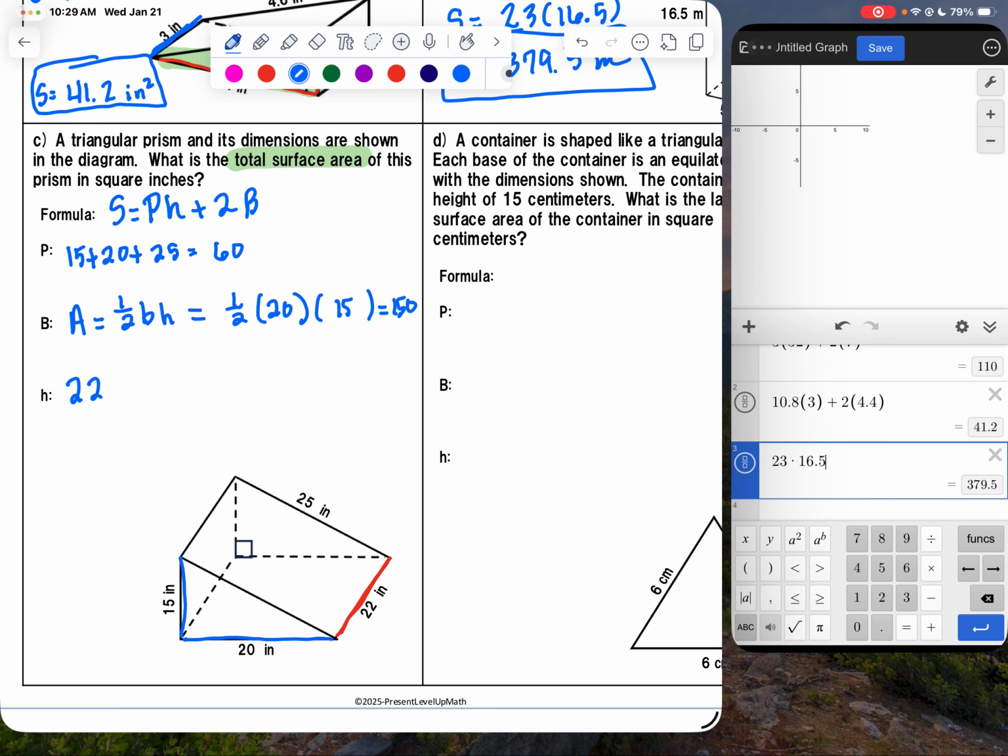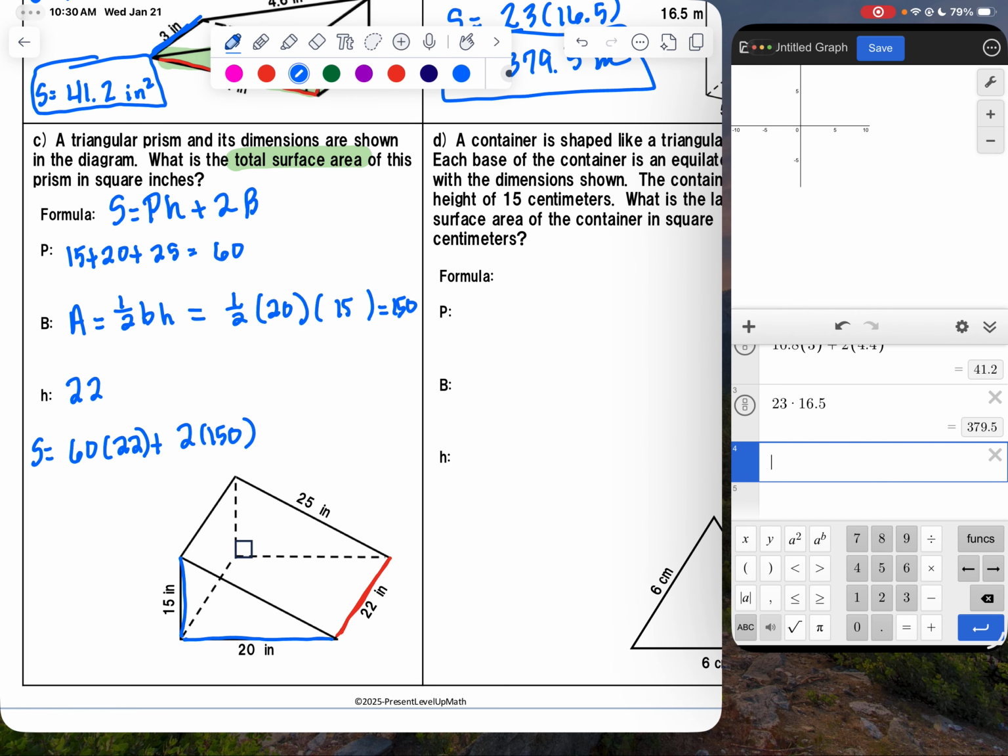All right, now we know everything we need to plug this into our formula. Capital S equals perimeter of the base, which was 60, times its height, which was 22, plus 2 times the area of the base, which was 150. Then I'll put that in my calculator all at once. 60 times 22 plus 2 parenthesis 150. So that would be 1,620 square inches.